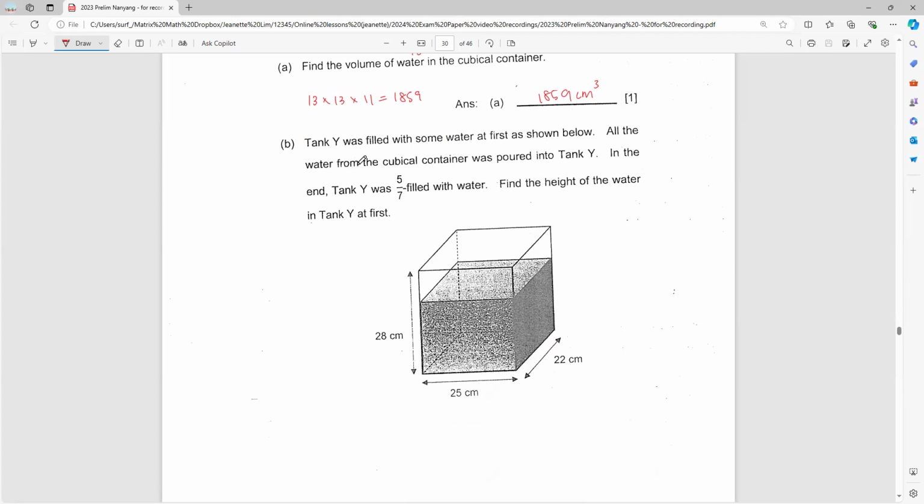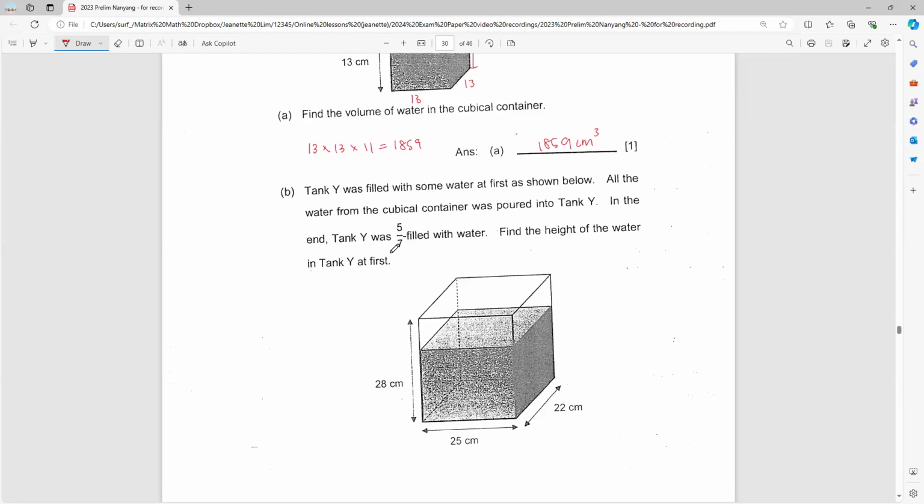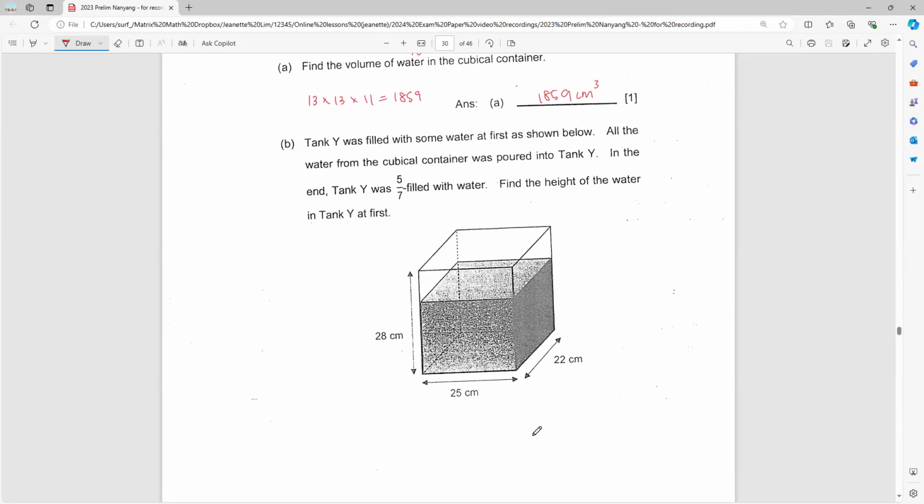Then part B, tank Y was filled with some water at first as shown below. All the water from the cubical container here was poured into this tank Y. At the end, tank Y was 5/7 filled with water. Find the height of water in tank Y at first. Okay, so now we're talking about height, water level. If tank Y was 5/7 filled, what is the height of the water in the end? 5/7 of 28 cm. So the water level in the end will be 5/7 of 28, which is 20 cm.